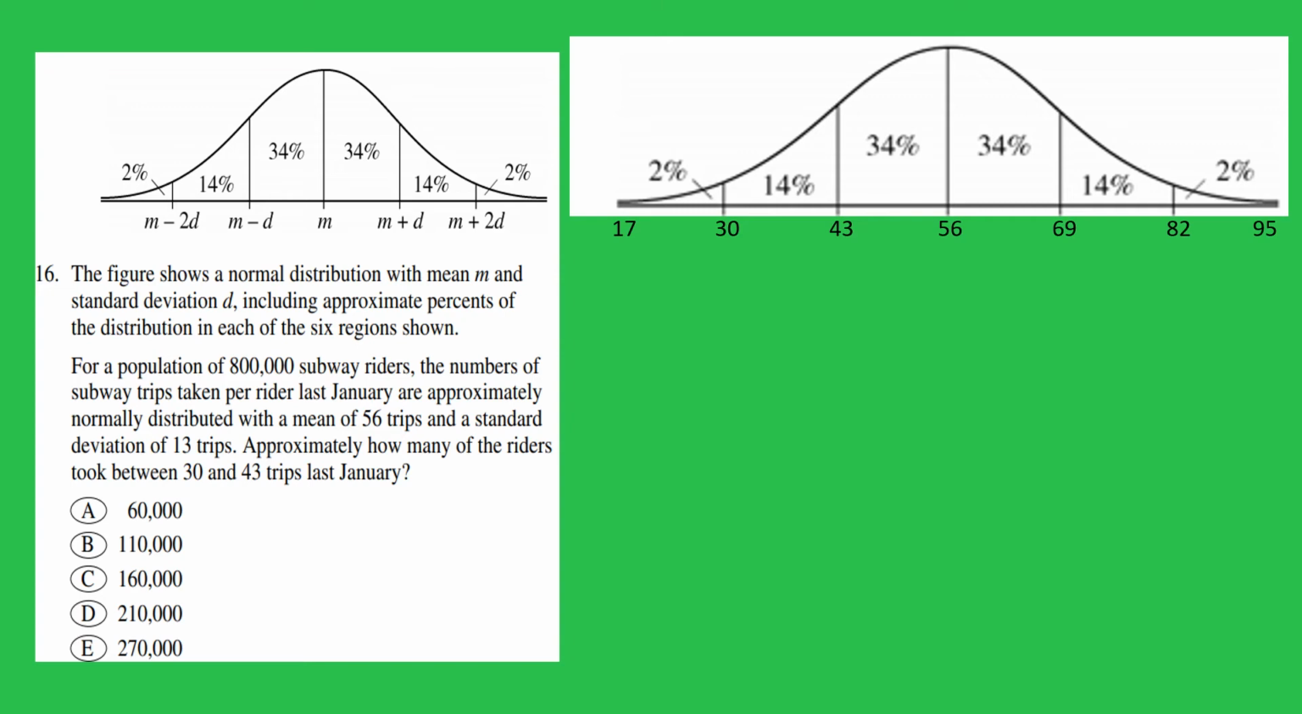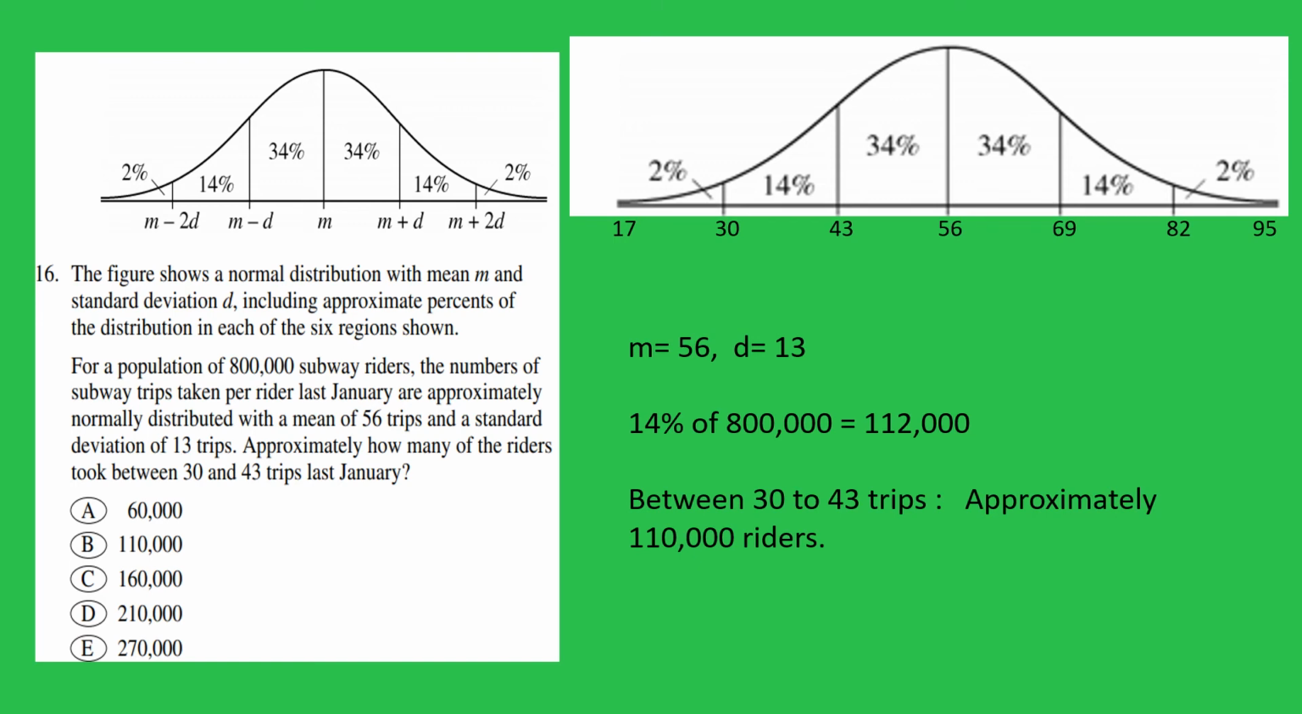We have to find how many riders took between 30 to 43 trips. Between 30 to 43, the area under the curve is 14%. The area beneath the curve is nothing but the probability for the interval 30 to 43. The probability is 14% of 800,000. So 14% of 800,000 will be 112,000. But the question is, approximately how many of the riders took between 30 and 43? So approximately I can say it is 110,000, and hence my choice is B.